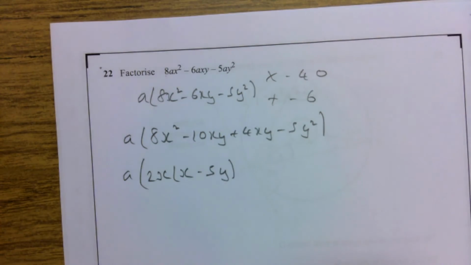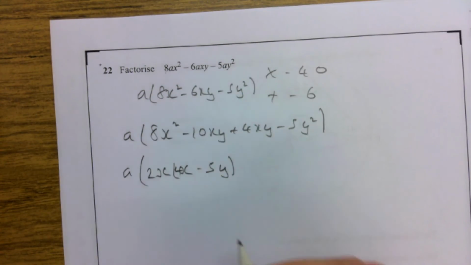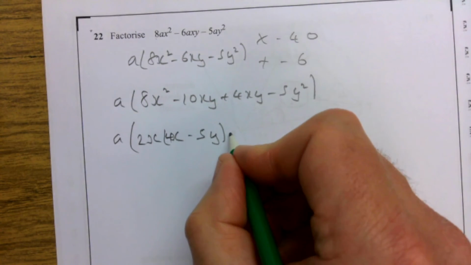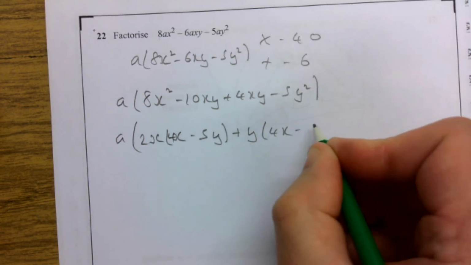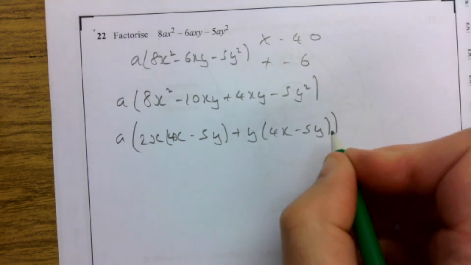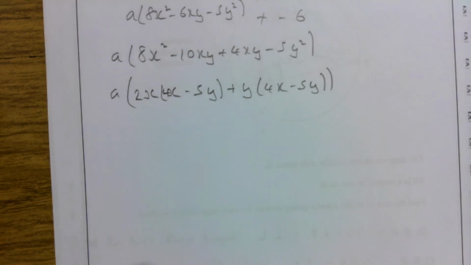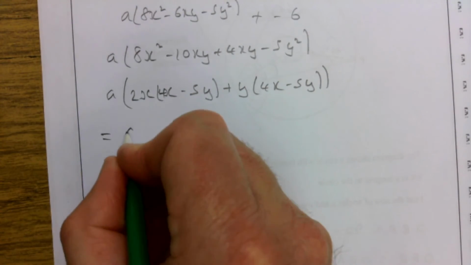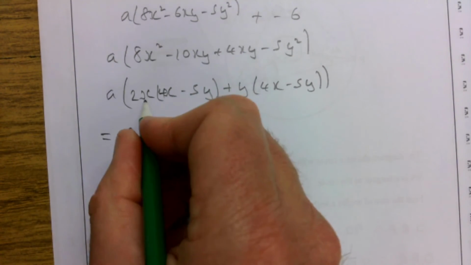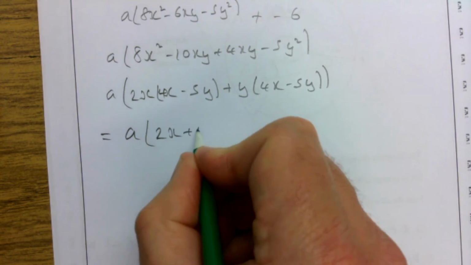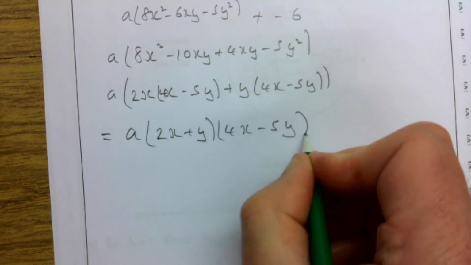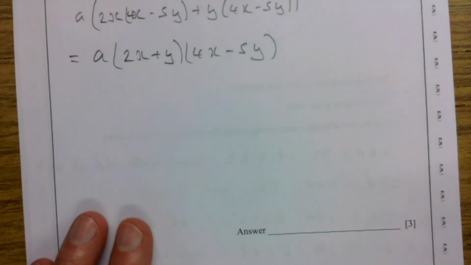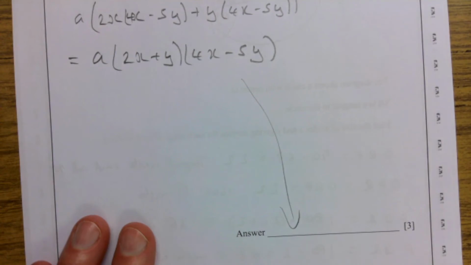So it gives me x. Sorry, it's a 4x minus 5y, and then plus y minus 5y. And we have that. And so my final line then is a upon what's not in the bracket, 2x plus y, 4x minus 5y. And again, just for my marks then, I would write that into there.